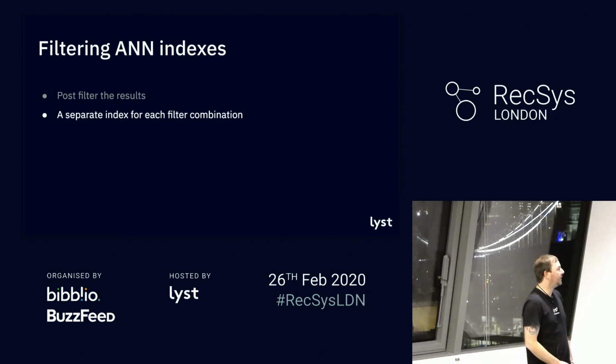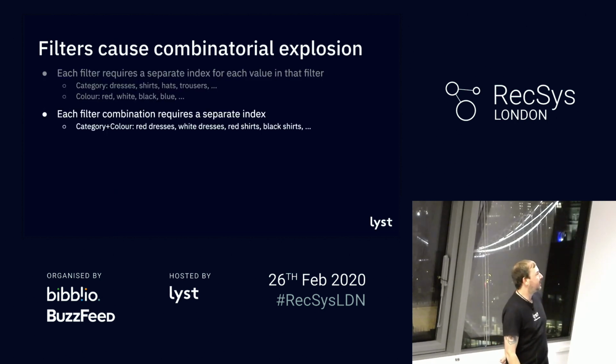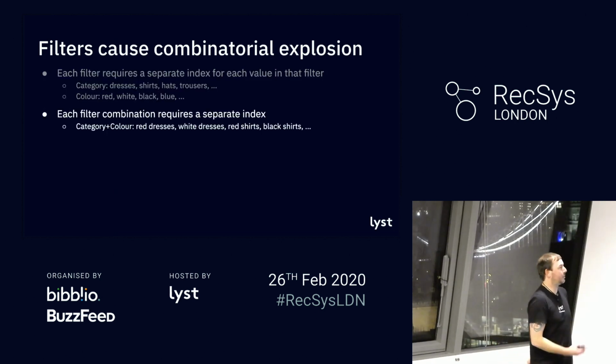The second one is, for every filter combination you're looking for, red dresses, blue dresses, green dresses, you build a separate index that only has red dresses, blue dresses, green dresses. This ends up with a lot of indexes, but it works. So that just causes combinatorial explosion. We have a lot of different things that we look for. We look for categories, we have a bunch, we have colors, we have a bunch. You add those together, red dresses, white dresses, red shirts, black shirts, you get the picture.